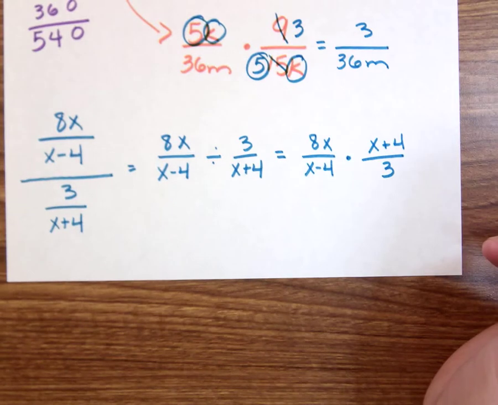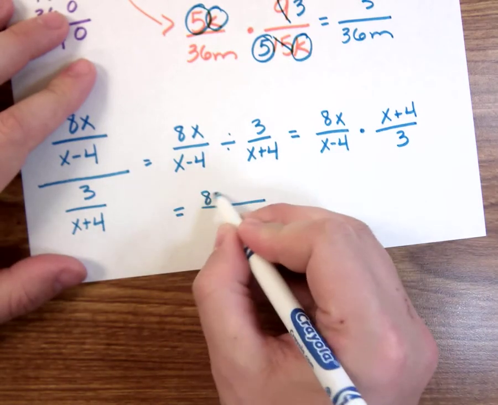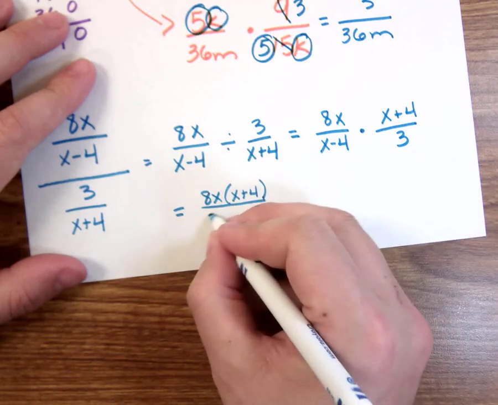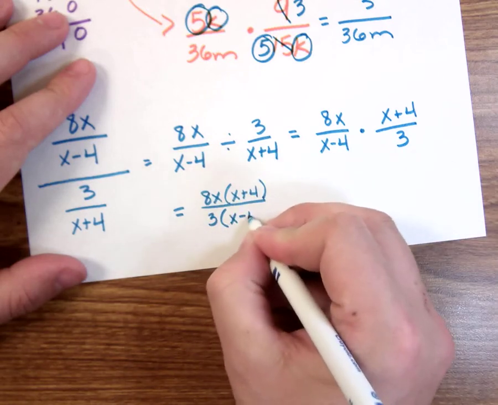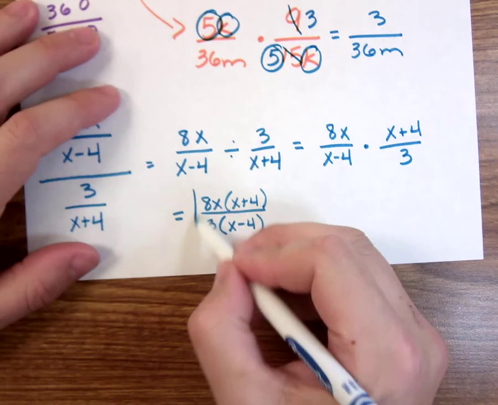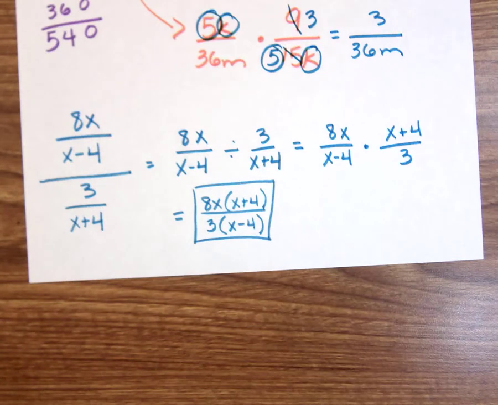There's actually not anything that can cancel right here before I multiply them. So on the top, I will have 8x multiplied by x plus 4. And on the bottom, I will have 3 multiplied by x minus 4. There isn't actually anything that I can cancel, and there's not anything that I can factor. So, I'm done. Can't cancel, can't factor. That's the end.